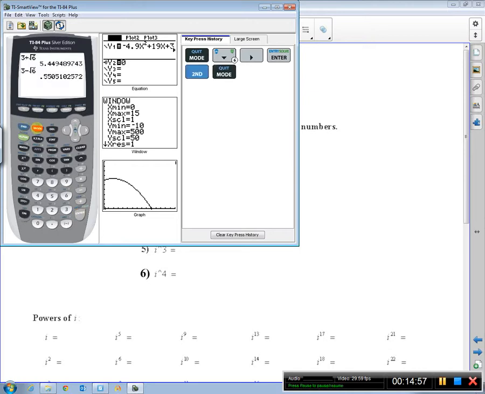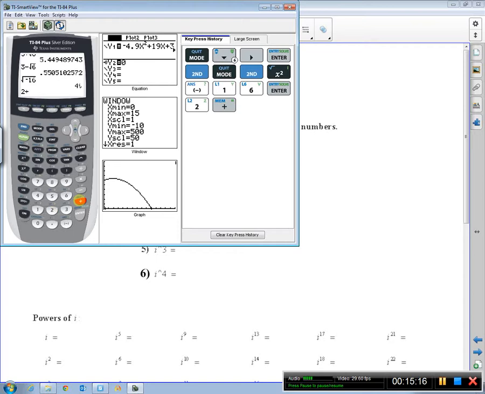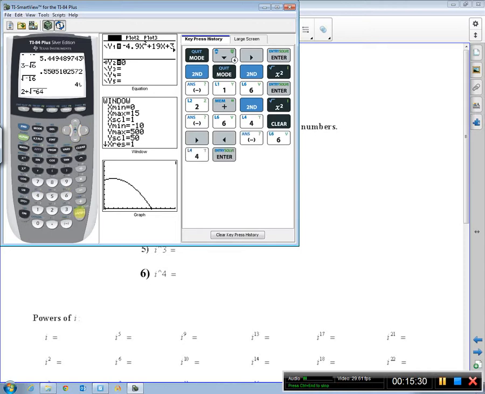What that allows you to do, interestingly enough, is square roots of negative numbers. So if I put in the square root of negative 16, it will tell me 4i. Let's see what happens for 2 plus square root of negative 64. Enter. 2 plus 8i. It even answers a complex number.